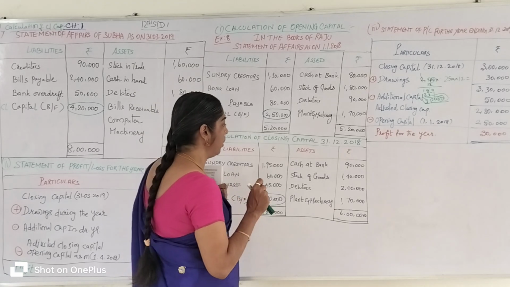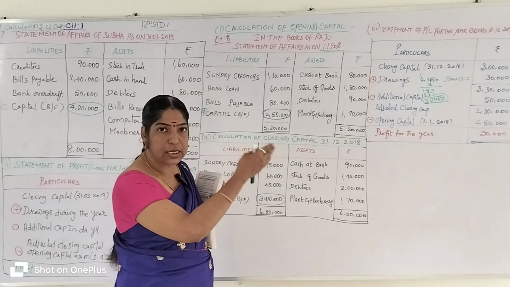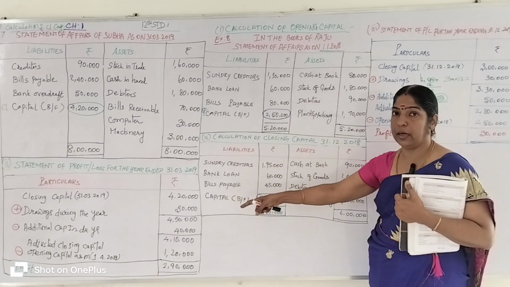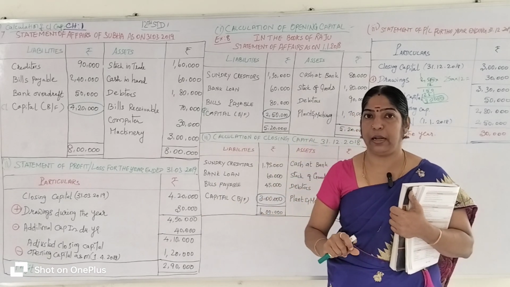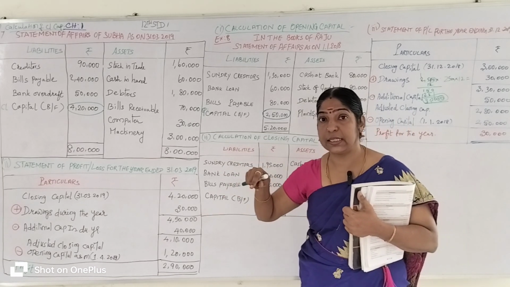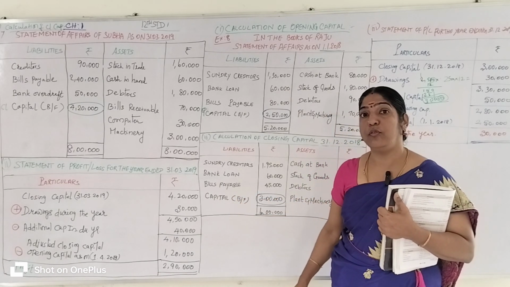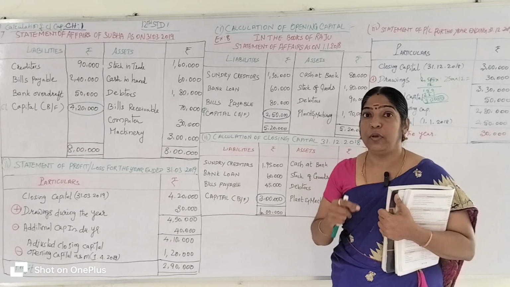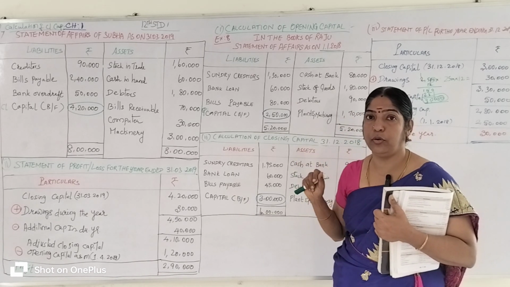Okay, now what we have to do? We are going to find out the total. To find out the total, which side do we have the higher value? Of course, the asset side, because we are calculating the closing capital, which is commonly called capital. Capital belongs to the liability side, so the liability side has the shorter value. The asset side has the higher value, so we are going to find out the total.